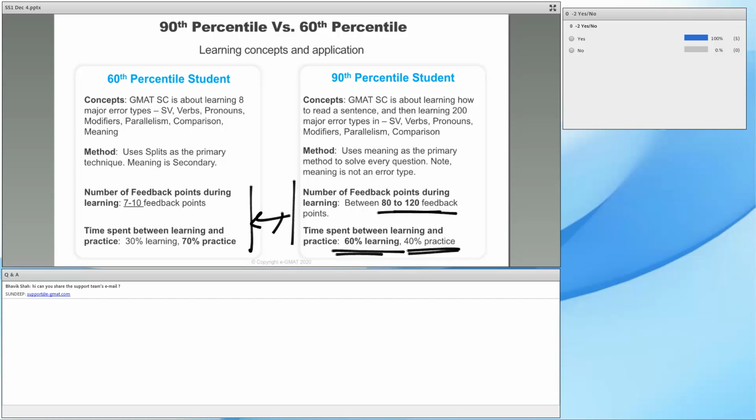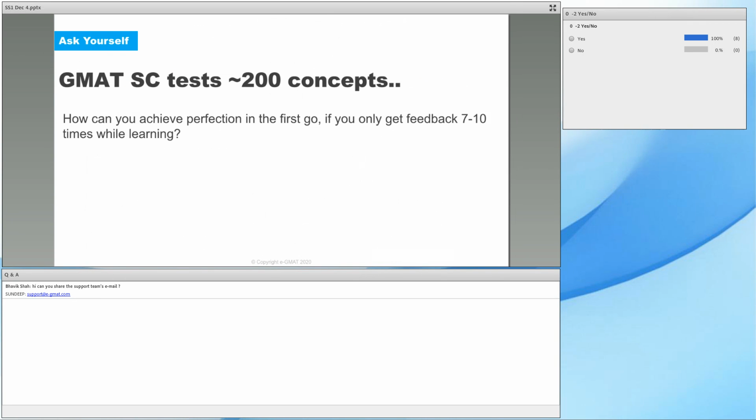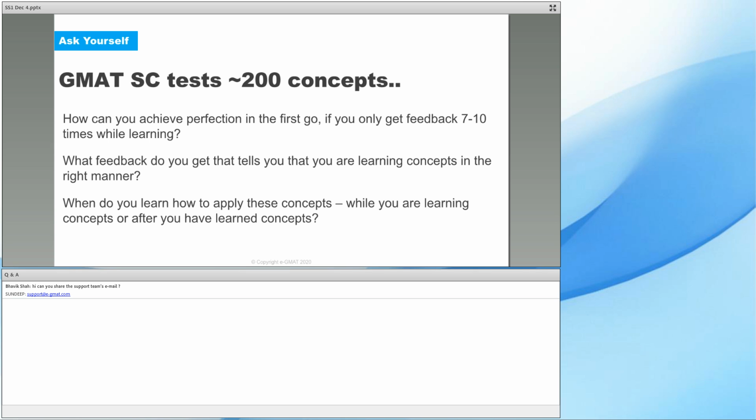Let's see why that is the case. And to do this, I'm going to share a question with you fairly soon. The thing that I want you to ask yourself after you solve that question is that GMAT SC tests about 200 sentence structures. How can you achieve perfection or achieve that 90th percentile if you only get feedback 7 to 10 times while learning? The other thing is, you get these few feedbacks, then what does that tell you about how well you've learned? How can you use that feedback to improve? And the third thing is, what's your methodology of perfection? Are you just learning all the concepts at once and then practicing questions to perfect? Or are you perfecting those concepts while you're learning them?